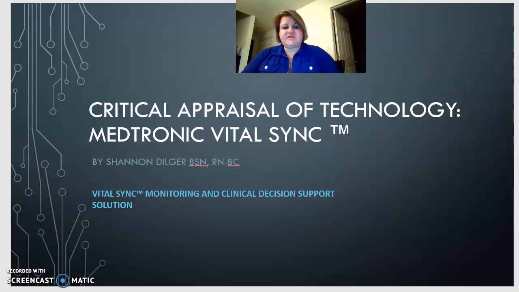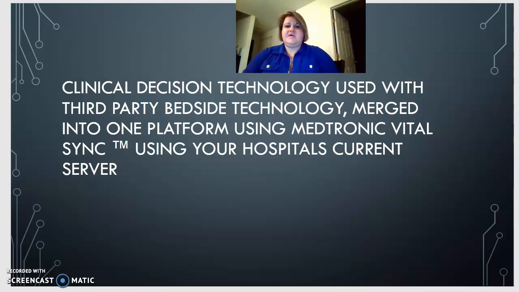The technology that I have chosen to do the appraisal on is Medtronic VitalSync. VitalSync is a monitoring and clinical decision support solution. The clinical decision technology is used with third-party bedside technology. It's merged into one platform using the Medtronic VitalSync, which uses your hospital's current server.